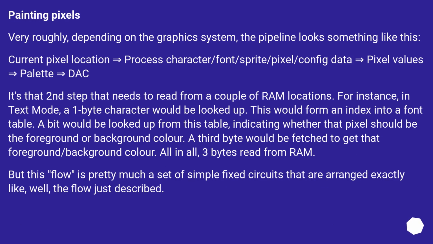Painting pixels. Very roughly, depending on the graphics system, the pipeline looks something like this: current pixel location, process character/font/sprite/pixel/config data, pixel values, palette data. It's that second step that needs to read from a couple of RAM locations. For instance, in text mode, a 1-byte character would be looked up. This would form an index into a font table. A bit would be looked up from this table, indicating whether that pixel should be the foreground or background color. A third byte would be fetched to get that foreground/background color. All in all, 3 bytes read from RAM. But this flow is pretty much a set of simple fixed circuits that are arranged exactly like, well, the flow just described.